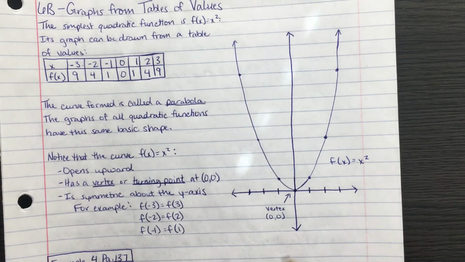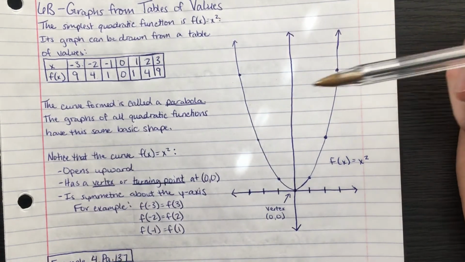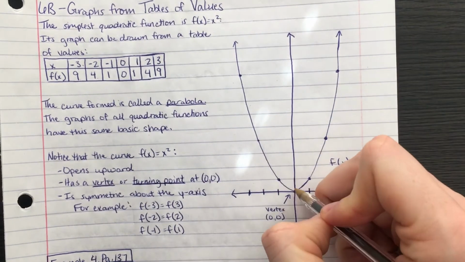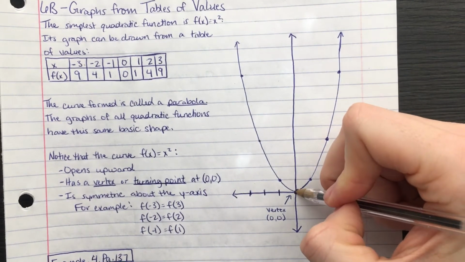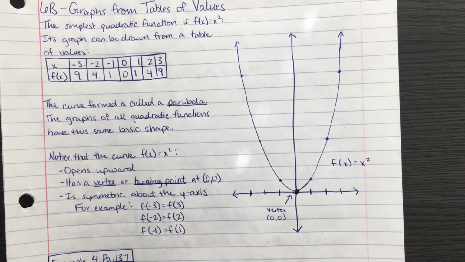So the general parent function, as this is called, opens upward. It has a vertex right here at 0, 0, which is either the highest point or the lowest point. This is also the turning point for the graph. At the bottom, the vertex is where the graph goes from decreasing to increasing, or increasing to decreasing. And this is also symmetric across the y-axis.